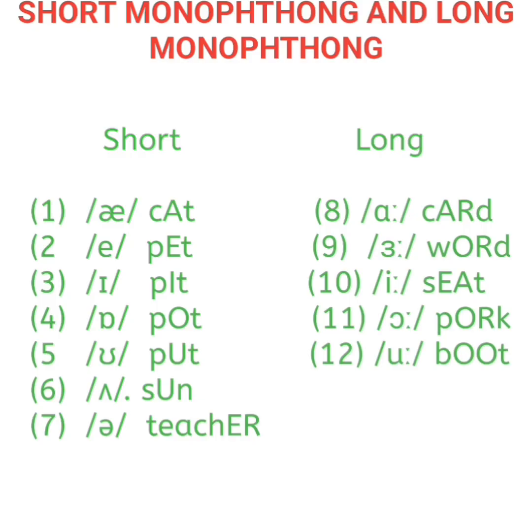A, e, i, o, u, the schwa sound. That makes 7, the 7 of our short monophthongs. Then we move to the long ones: a, o, e, u. So the long ones are just the longer version of the short ones. So these are the 12 monophthongs we have.